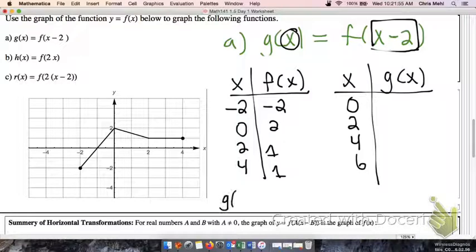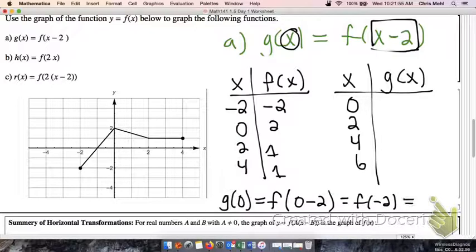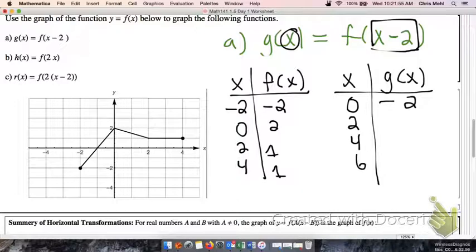So what if I try and do g of 0? Well, remember how g is defined. g of 0 is defined to be f of 0 minus 2. Okay, that would be f of -2, which looking at the table or the graph would give you an output of -2. So there's the first one. Okay, I'll do one more before you start realizing. Notice that the output of g at 0 is the same as the output of f at -2.